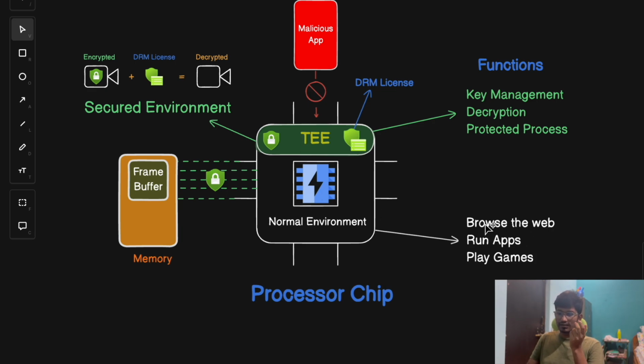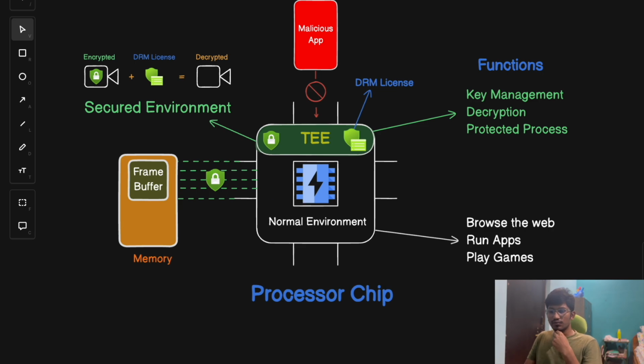Like browsing the web, running apps or playing games. The secure world or the secure environment, however, is the place where sensitive operations such as cryptographic key management, decryption and other protected processes take place. So it isolates and shields the sensitive data from the rest of your system.